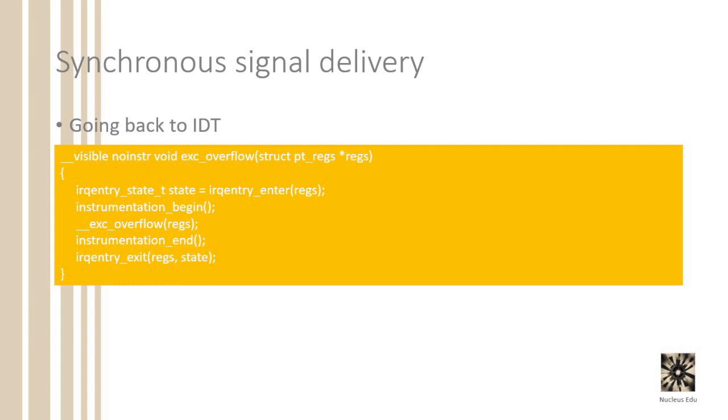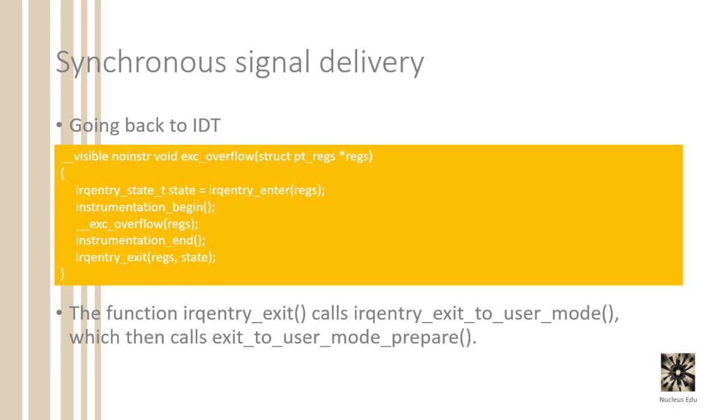After the instrumentation, you can see there's a function called irqentry_exit, and this function basically calls irqentry_exit_to_user_mode, which then calls exit_to_user_mode_prepare. And this again is a common function here. You will see what we're talking about. We'll stop here, and then we'll come back to this when we finish the asynchronous signal delivery.